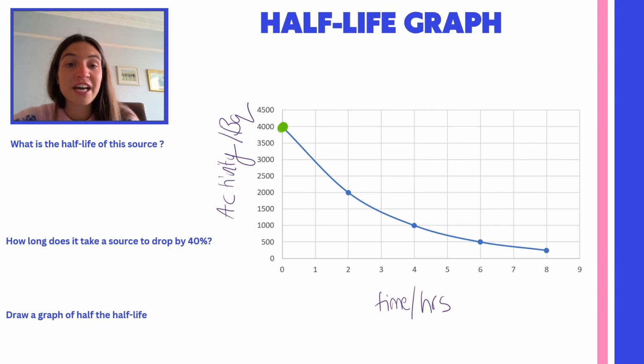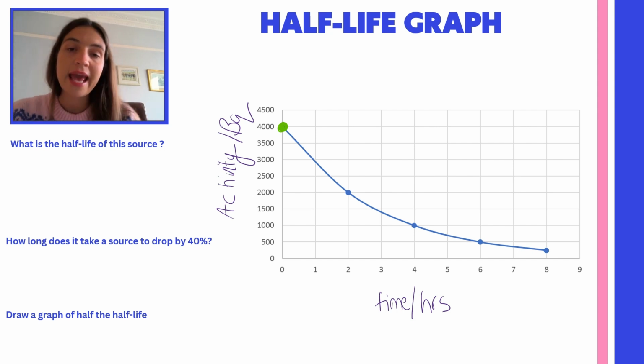Okay, now to look at some half-life graphs. So you either have activity on your y-axis and time on your x-axis, or sometimes you will have the number of undecayed nuclei on your y-axis. So either of those things, these graphs work in the exact same way. So first, finding a half-life of a source from a graph.